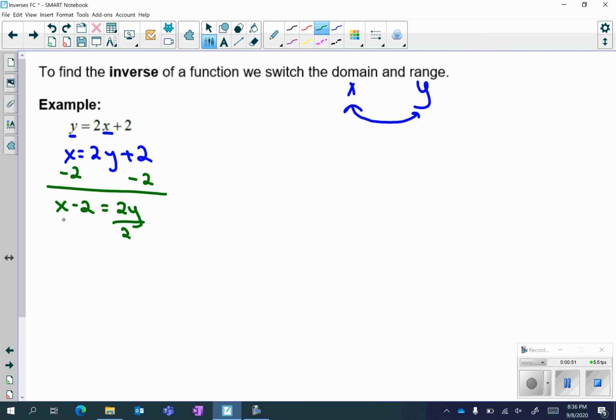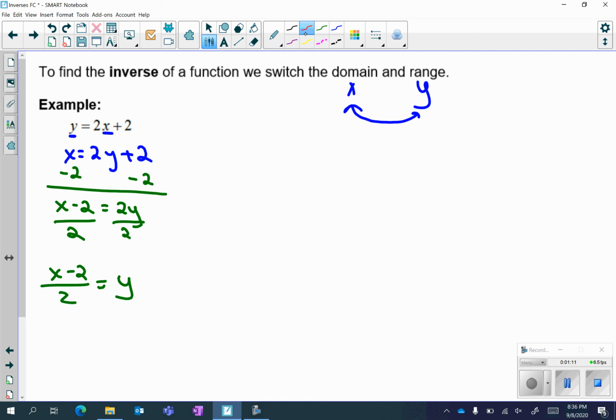In order to get the y by itself, you need to divide by 2, and you should get x minus 2 over 2 is equal to y. If this is a free response, you are more than welcome to leave your answer like this. However, on the regents, they are probably going to simplify it more.